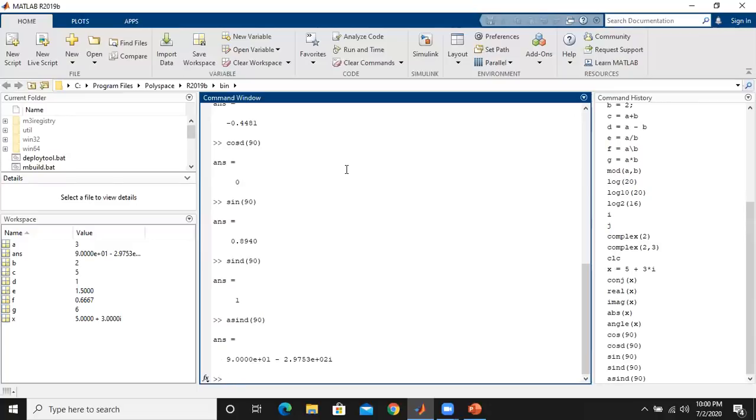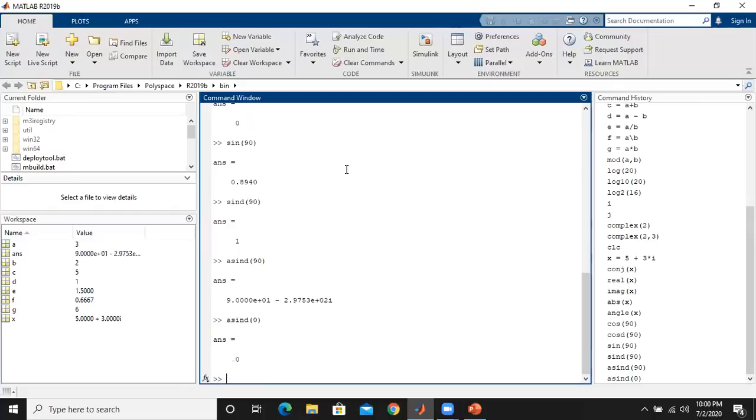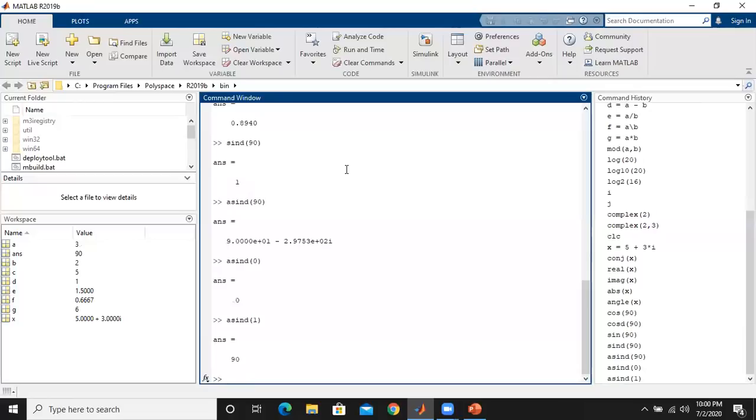Then we can also go for asind of 0. Then we get 0. Then asind in degrees of 1. That means the answer will be given in terms of degrees. Okay, so here we get 90. Like that, you can also try for cos, tan.